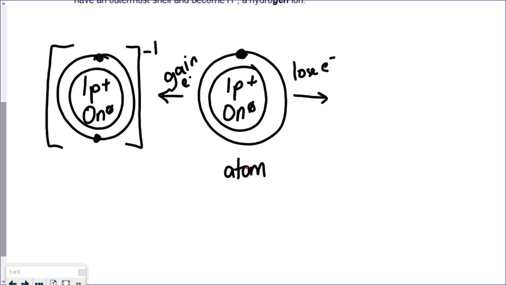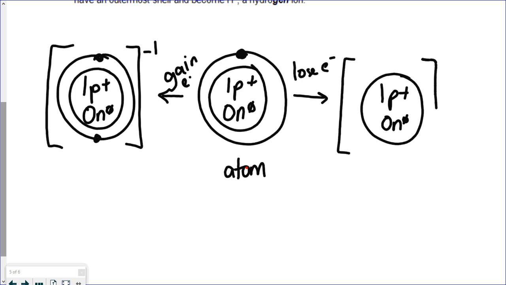Or it can lose an electron. And you really don't need to draw anything around that. You could draw an empty shell, I guess. So that forms a 1 positive. I don't know why I wrote that; usually I write 1 negative. I guess I'm variable.